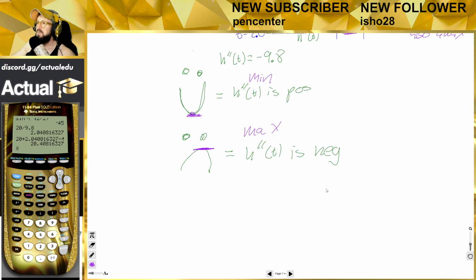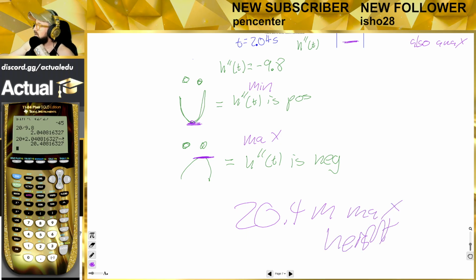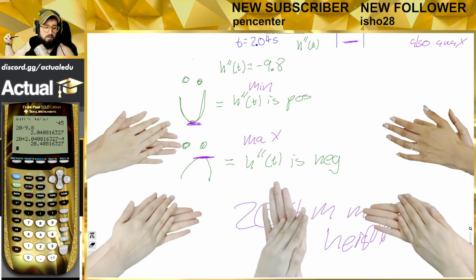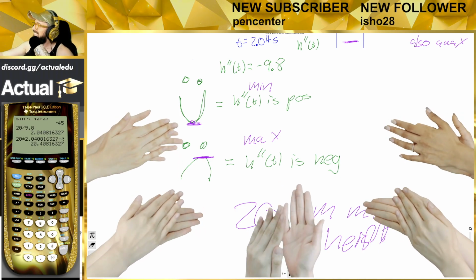So our time was 2.04. Yeah, so, okay, cool. So 20.4 meters is the max height, and you are done. Good job. Yay. Woohoo. I think this is better than the physics method of just dropping a ball.